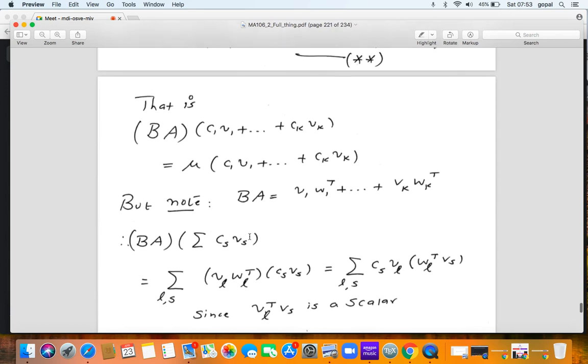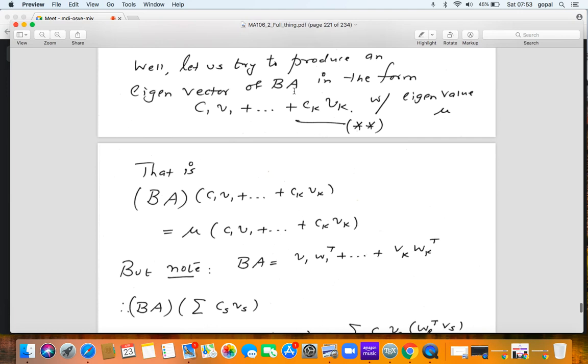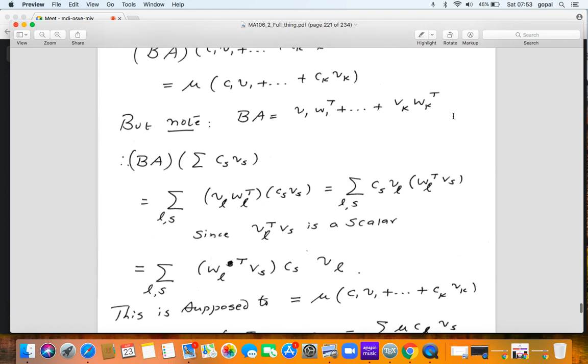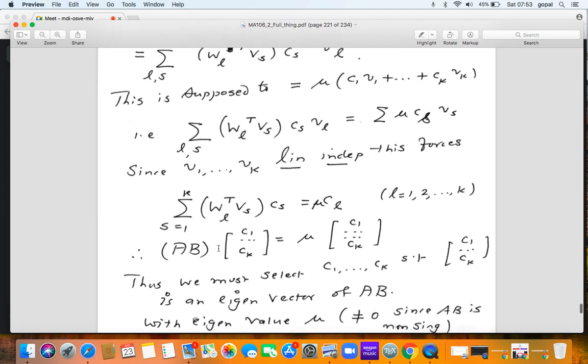So we started out by looking for an eigenvector of BA in this form, where the coefficients C1, C2, ..., Ck, we did not know what they were, but now we know. Now we know what the C1, C2, ..., Ck are supposed to be. Not only that, we also know what the mu is supposed to be. What are they? Mu is supposed to be an eigenvalue of AB, and the coefficient vector C1, C2, ..., Ck is an eigenvector of AB.